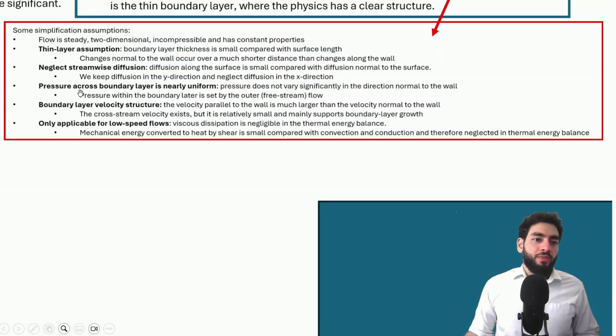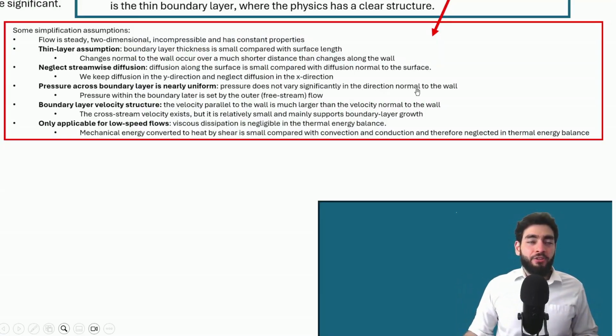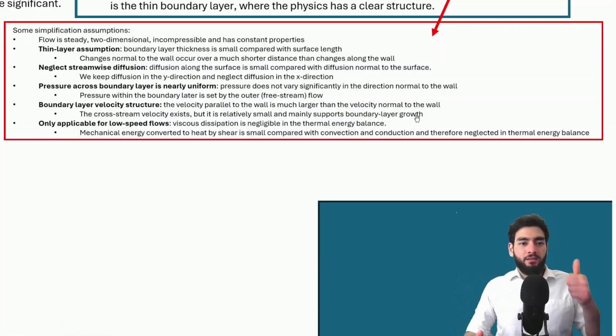We can also assume that pressure across the boundary layer is nearly uniform. So pressure does not vary significantly in the direction normal to the wall, and the pressure within the boundary layer is set by the outer stream flow. We can also assume that the velocity parallel to the wall is much larger than the velocity normal to the wall. So the x component of the velocity is a lot bigger than the y component.